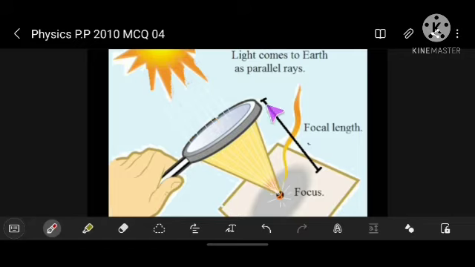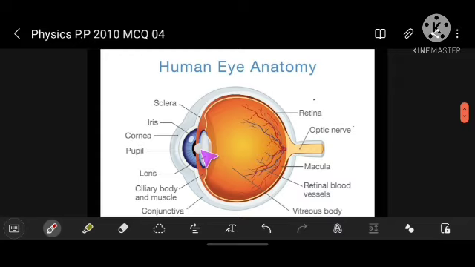So the eye focuses light in a similar way to when you use a magnifying glass to concentrate the sun's rays onto a piece of paper. The distance from the magnifying glass to the piece of paper is the focal length. So the distance from your eye's lens to the retina is the focal length.